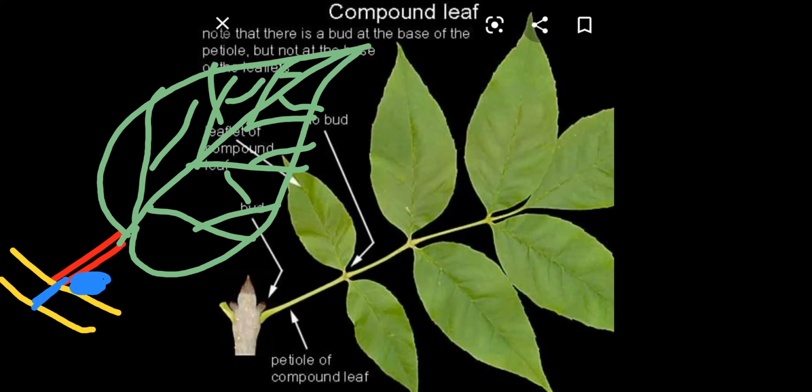Now understand this. This concept is very, very important to identify which one is the simple leaf and which one is the compound leaf. Generally, at the base of the entire leaf, remember my words, at the base of the entire leaf, axillary bud is present. So the first condition is this one, that we call the simple leaf.